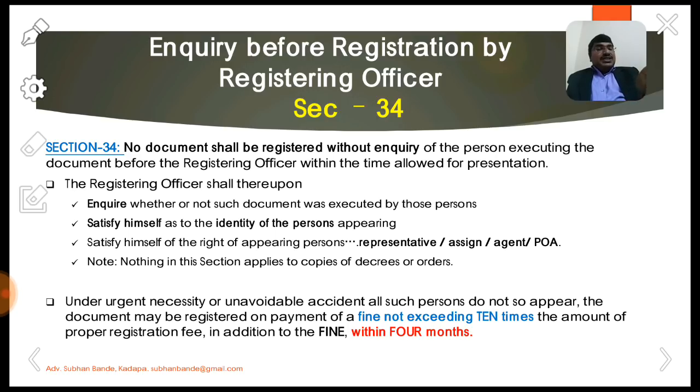The registering officer must satisfy himself of the right of the appearing persons, or their representative, assign, agent or POA. He should satisfy himself whether the person who is appearing for execution of the registration has the right to appear. If he has no right to appear, then the registering officer may refuse to register such documents for registration.